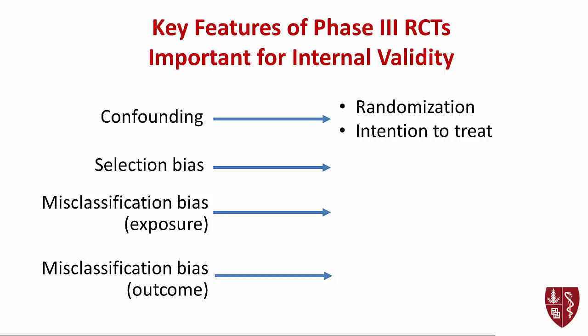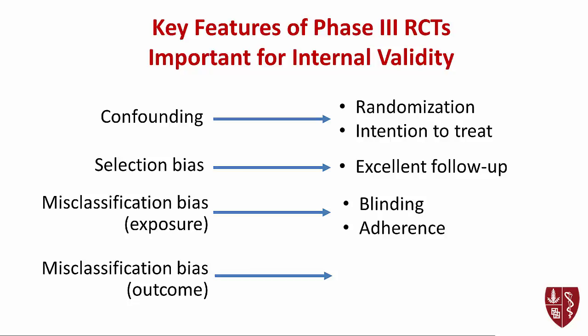How do we know that the study has good control for selection bias? Well, if they have excellent follow-up, greater than 80% in both arms, we're in good shape. What about misclassification bias? If you can blind the subjects to which intervention they're getting, they're more likely to adhere to the treatment. So if you minimize drop-in, drop-out, also known as crossover, you can minimize the misclassification due to exposure. What about misclassification of the outcome?